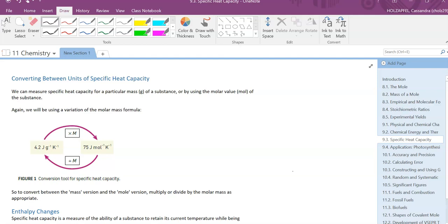But when things react, they react in molar ratios. So sometimes you'll have to convert back and forth between specific heat capacity in moles and specific heat capacity in grams. Okay, so just be aware of that.